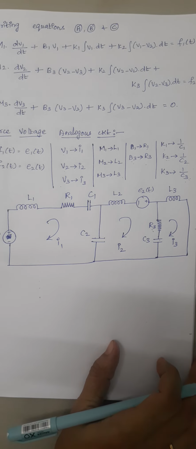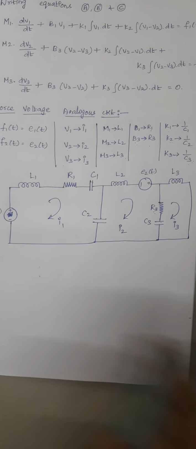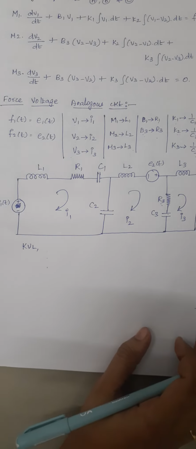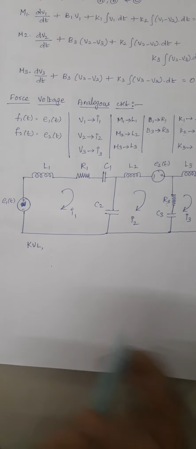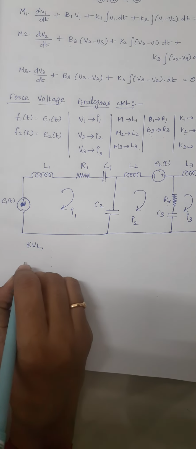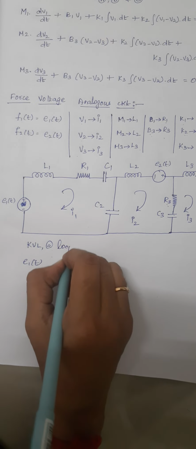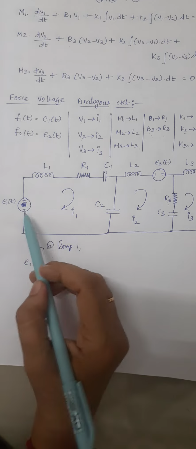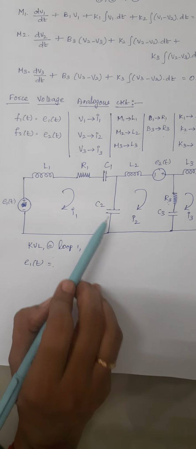Now we are going to write the mesh equations. So mesh equation is written by applying Kirchhoff's voltage law. So Kirchhoff's voltage law is nothing but sum of voltages in a closed loop is 0. So here in this case, this is your supply voltage. So E1 of t, that is KVL at loop 1, right? So E1 of t is nothing but this source voltage is equal to voltage drop across the respective elements.